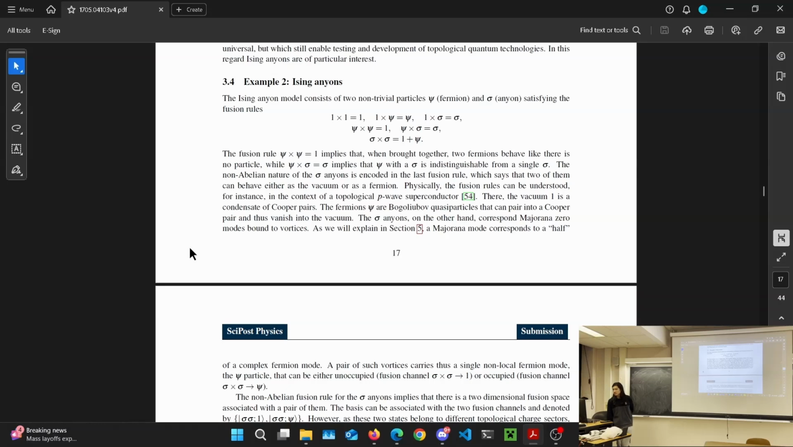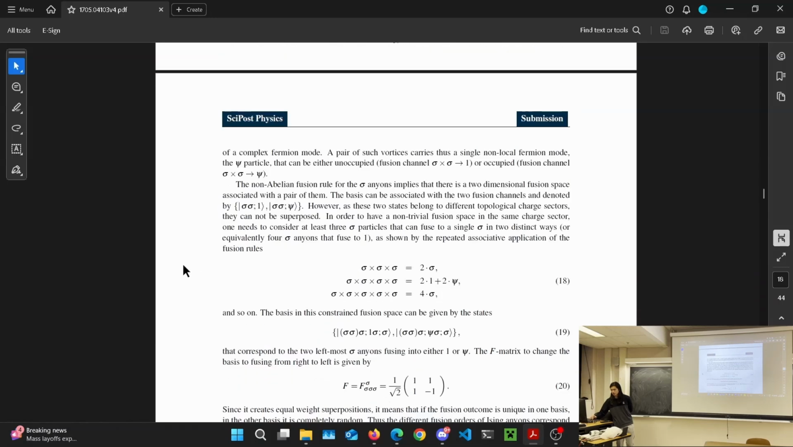So here's what the Ising model looks like. You've got a fermion and an anyon, and this anyon is the Majorana zero mode, and this is how they fuse. They correspond to Majorana zero modes. The fermions are, I don't know what this means. I think these are experimentally realized, but the main thing is that we need to find Majorana zero modes, which is what Microsoft is trying to do.